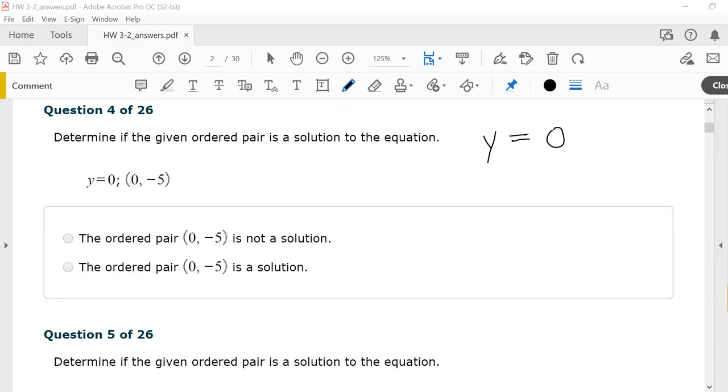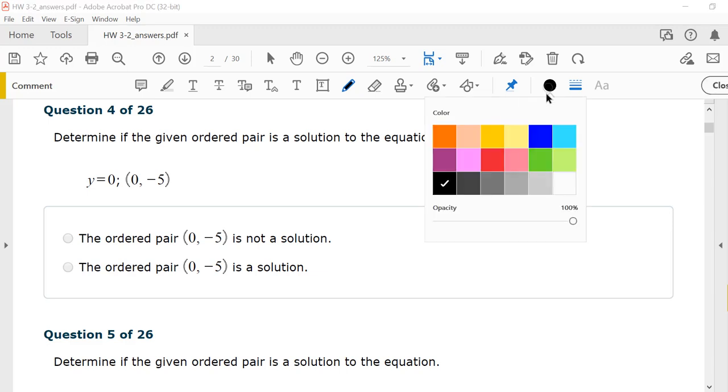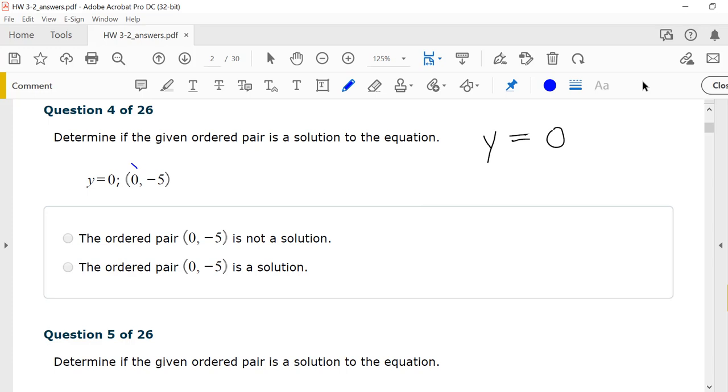Number 4 is 0, -5. So x is 0, y is -5. Is that ordered pair a solution to the equation y equals 0? So we're going to plug in our y value, -5, and ask, is that equal to 0? You see that we plugged in the y. Y value was -5. Is -5 equal to 0? No. So that ordered pair is not a solution to that equation.